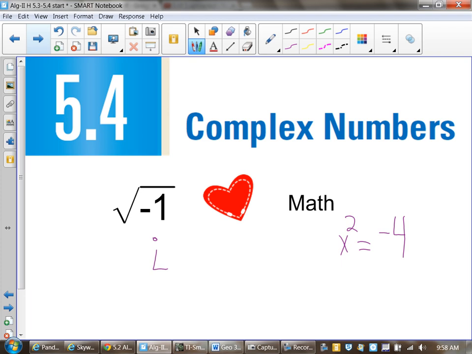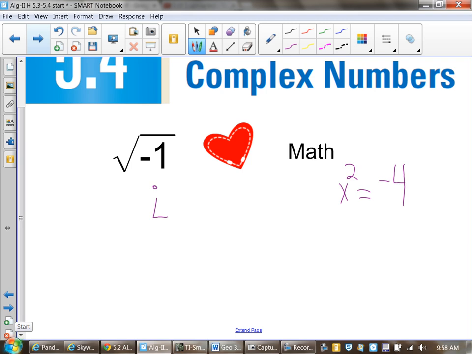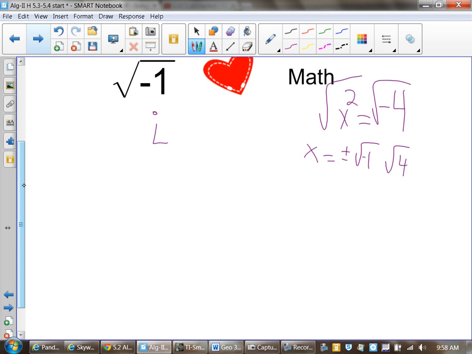I have a number that I can think about, but I just can't talk about. What happens is, if you remember a while ago when we wrote out the square root of 24 as the square root of 4 times the square root of 6, I can break apart the 4 here. x will equal plus or minus the square root of 1 times the square root of 4. No, excuse me, negative 1. Because the square root of negative 1 is the imaginary.